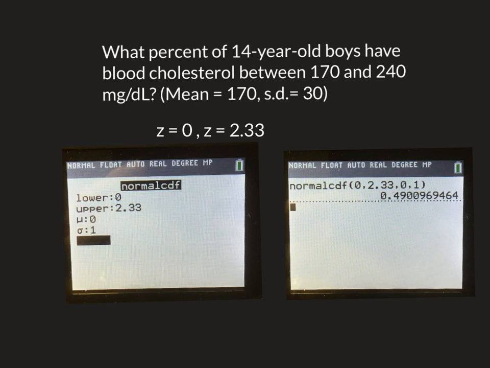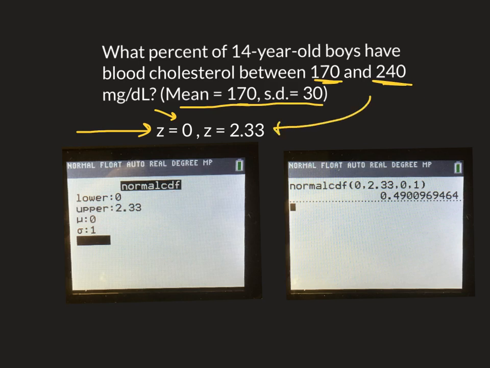Okay, this first one says, what percent of 14-year-old boys have a blood cholesterol between 170 and 240 mg/dL? And they're going to tell you the mean and standard deviation every time. So what we have to do first, if they haven't standardized it yet, is find a z-score, which means I'm making the mean 0 and the standard deviation 1. Because 170 is the mean, the z-score was 0 when I worked it out. For 240, I did 240 minus 170 over 30 like we did last week, and I got 2.33.